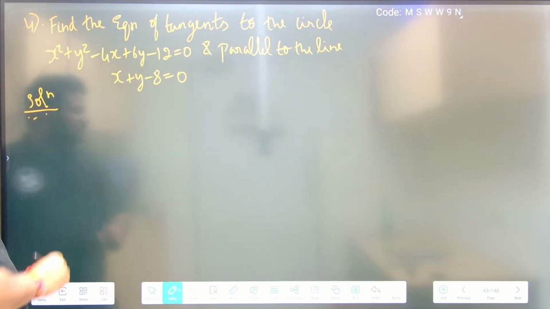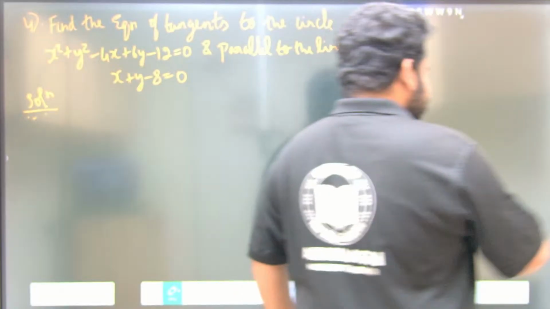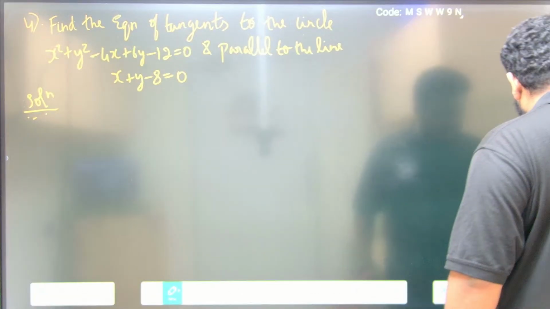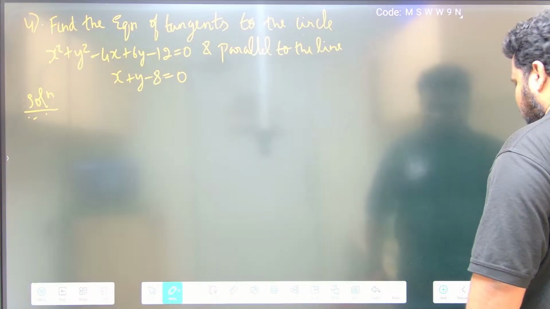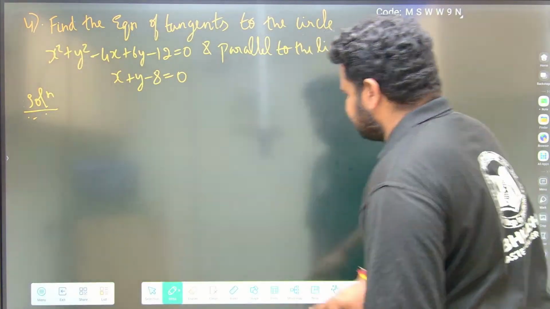But before this, first of all, we have to draw the figure. Then only we will think that we have understood the question. If you are not able to draw the figure, that means you are not able to make sense of the question. So first of all, you have to come up with a figure for such type of questions.